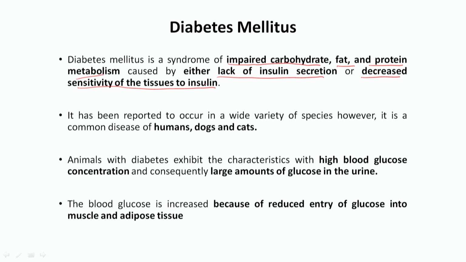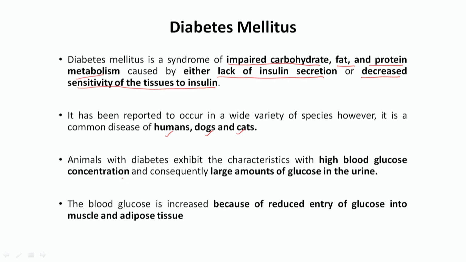Diabetes mellitus is mainly a lifestyle disease and it occurs mostly in humans, dogs and cats. These are the species where diabetes mellitus develops. These types of animals are characterized by high blood glucose concentration.